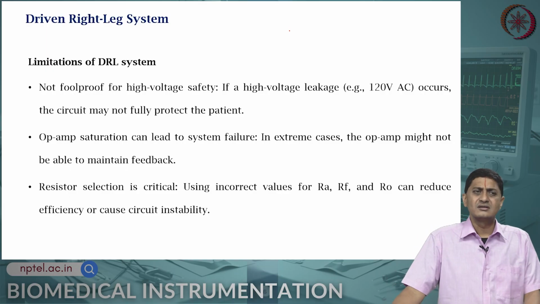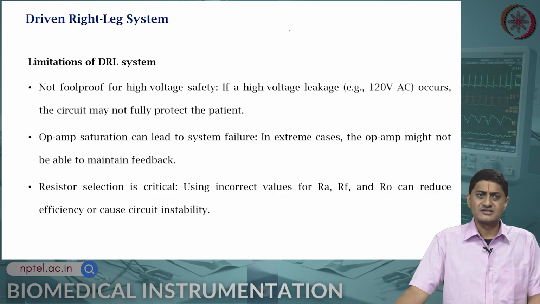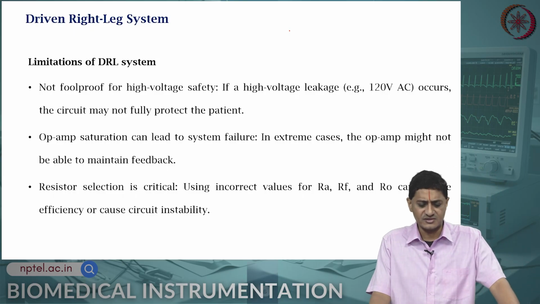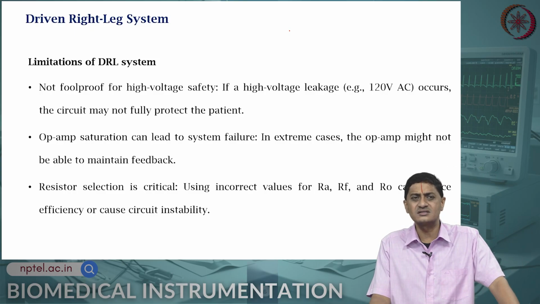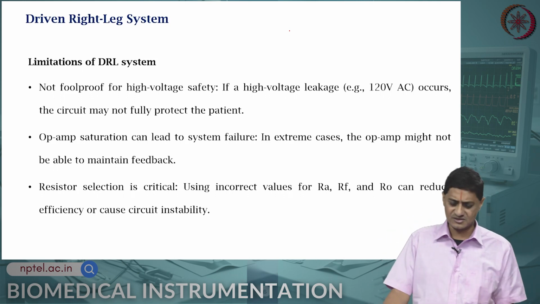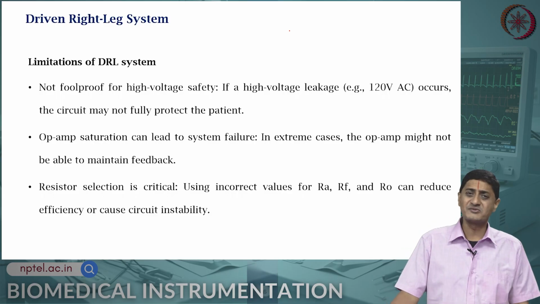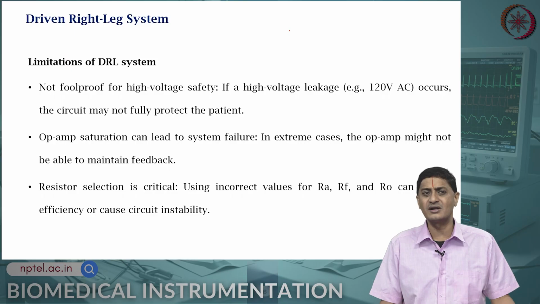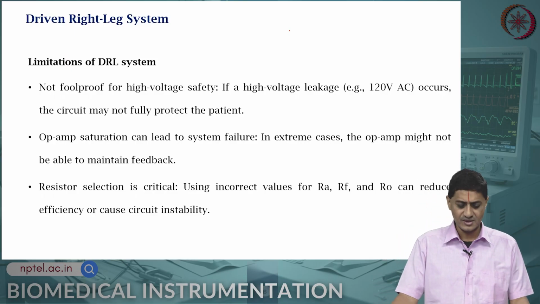What are the limitations of the driven right leg system? It is not exactly foolproof for high voltage safety. If a high voltage such as 120 volts occurs, the circuit may not fully protect the patient, because the system itself might be compromised and the patient will also become compromised. Sometimes op-amp saturation can lead to system failure. Well, this is the most common situation. If the op-amp saturates, sometimes it might cause failure of the system. In extreme cases, the op-amp might not be able to maintain the feedback.